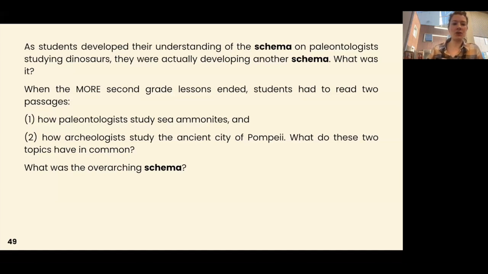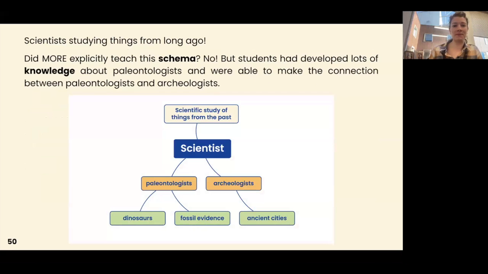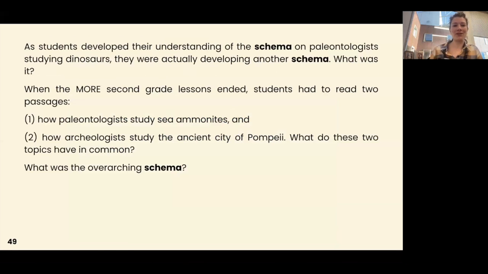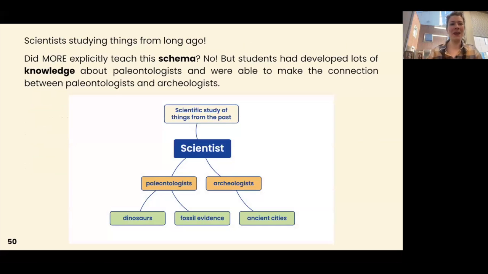What do these 2 topics have in common? What is their overarching schema? Although you might say topic 1 is more learning about dinosaurs, that's more of a science topic, and we're talking about archaeologists in ancient cities, maybe that's more social studies, the lines get really blurry here. But they share a common schema.